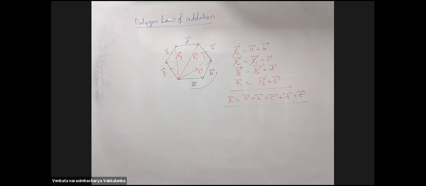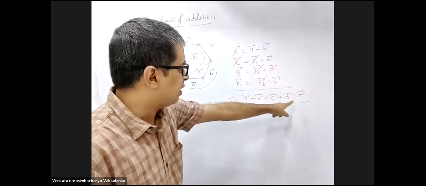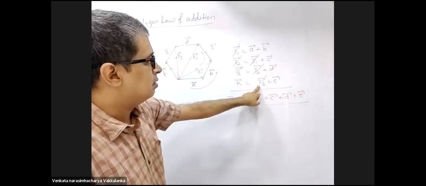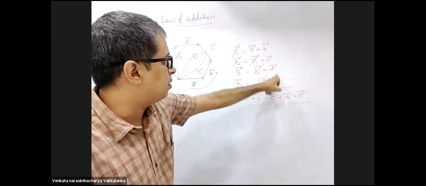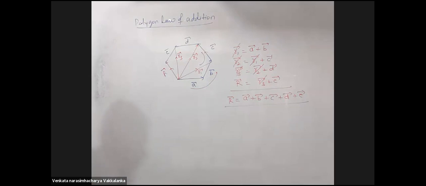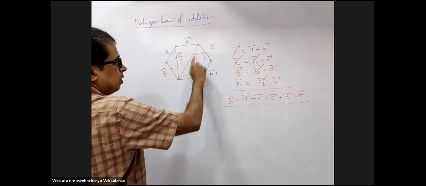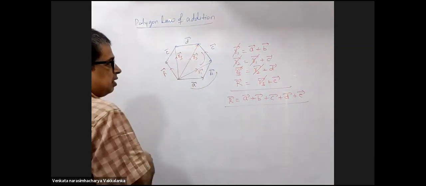Sir, I had a doubt. How is capital R equal to A plus B plus C plus D plus E? Add all of them on the left, add all of them on the right. R1 from left and right will get cancelled. I'm left with R equal to A plus B plus C plus D plus E. And the other way of looking at it: A plus B is R1, R1 plus C is R2, R2 plus D is R3, R3 plus E is capital R.